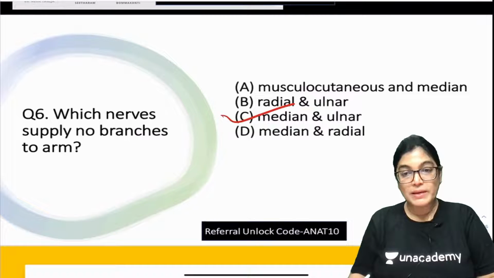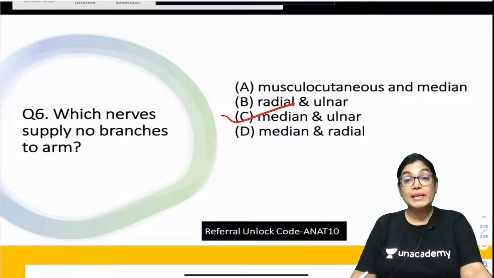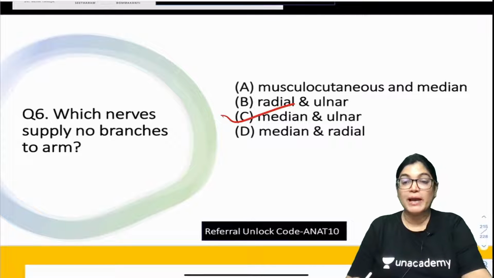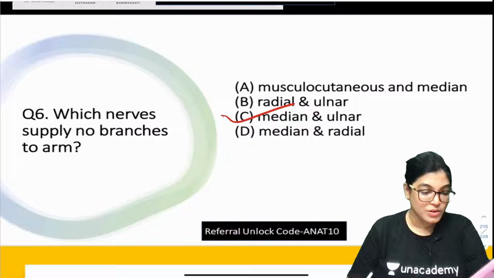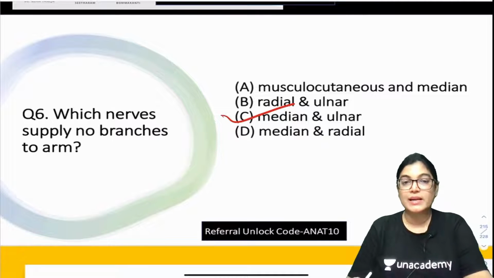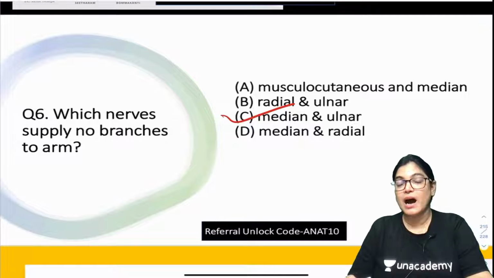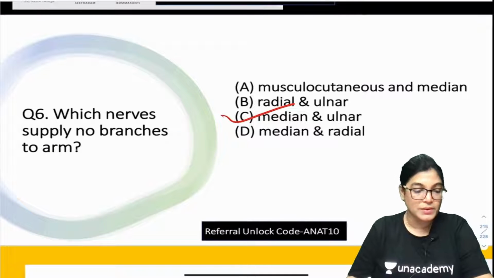Actually, both median nerve and ulnar nerve are not supplying any muscle in the arm. Median nerve is supplying most of the muscles of the forearm, the flexor group of the forearm. Yes, Akshit Bhatt, C is right. It is giving innervation to most of the flexor muscles of the forearm, except flexor carpi ulnaris and that of the medial half of flexor digitorum profundus. When we talk about the ulnar nerve, it is supplying most of the intrinsic muscles of the hand, except those supplied by the median nerve, that is the thenar muscles and the first and second lumbricals.